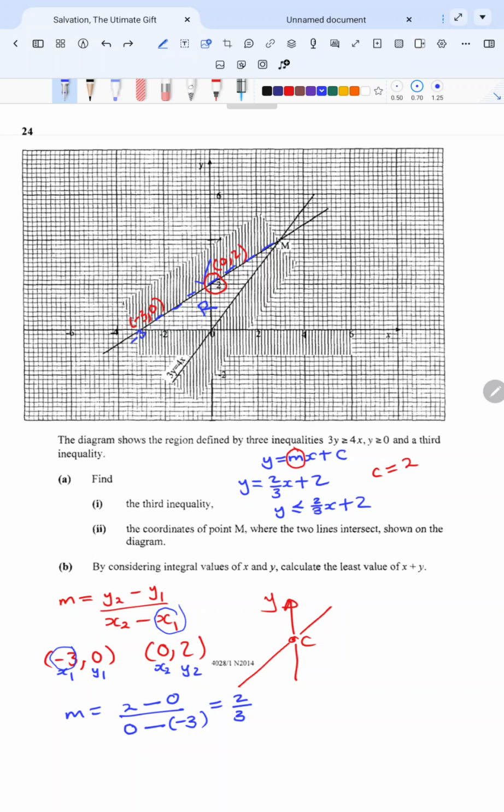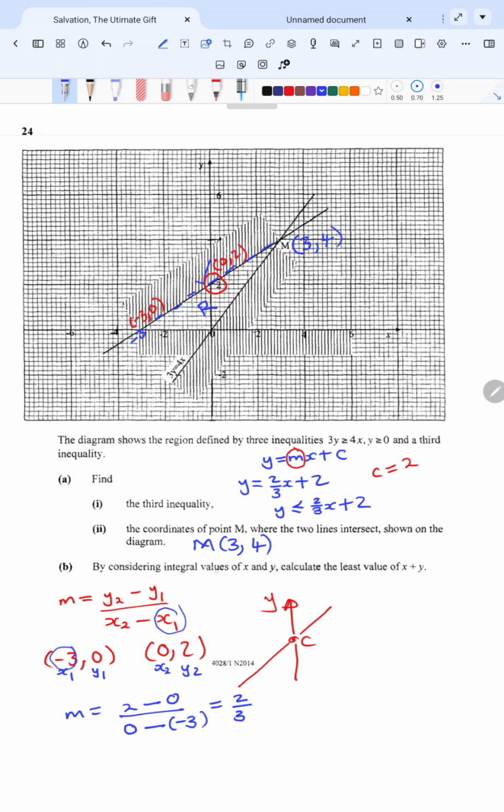Right. We move on to part B. Find the coordinates of point M where the 2 lines intersect. So this is the position of M. M is between 2 and 4. So the x coordinate of M is 3. M is aligned to 4, meaning to say the y coordinate of M is 4. So the answer for M is 3 for x and 4 for y. I hope you are following, class. Then we move on to part C.